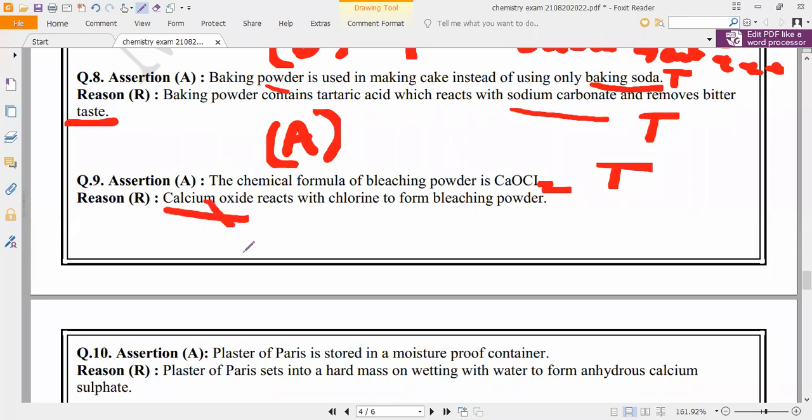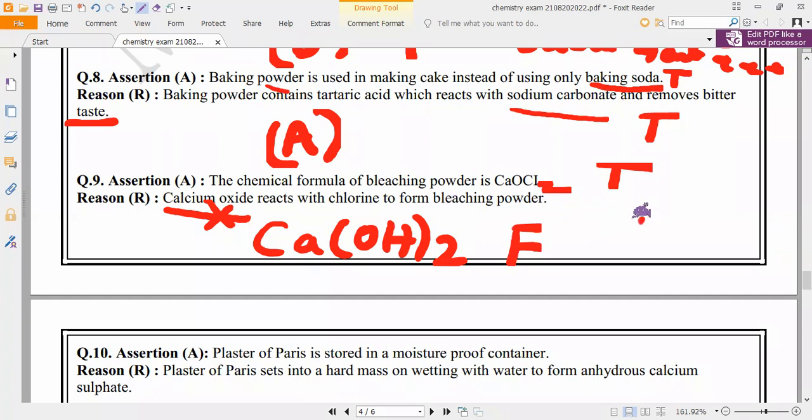False, sir. So it is calcium hydroxide. Understand? The reason is wrong. Assertion is true and the reason is false. So it is option C, sir.